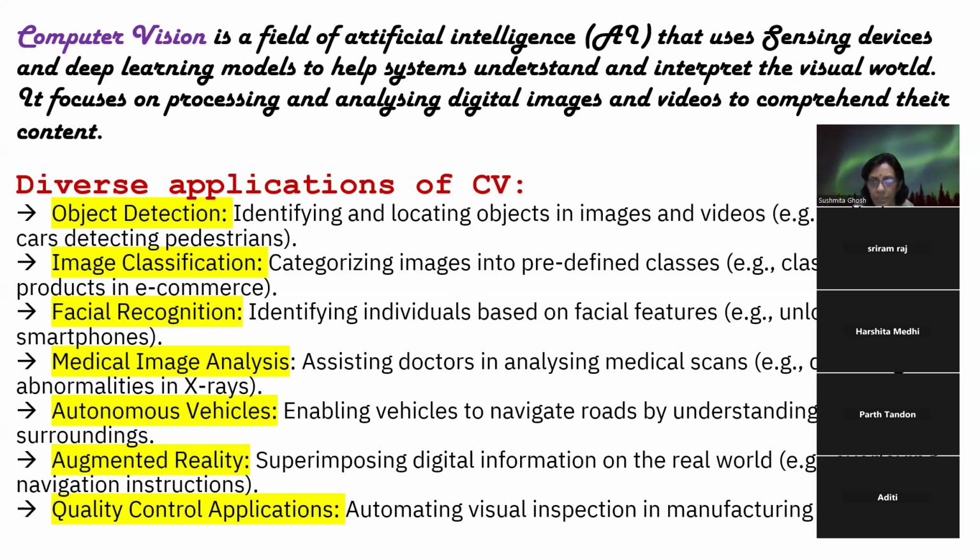Certain things are running very successfully, and certain things are still being worked on. Like in autonomous vehicles, decision making based on vision has to be more accurate. So they're still working on those things.